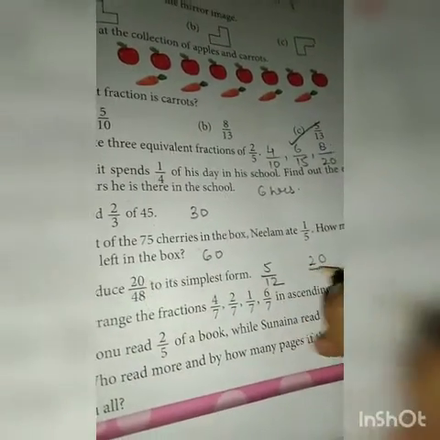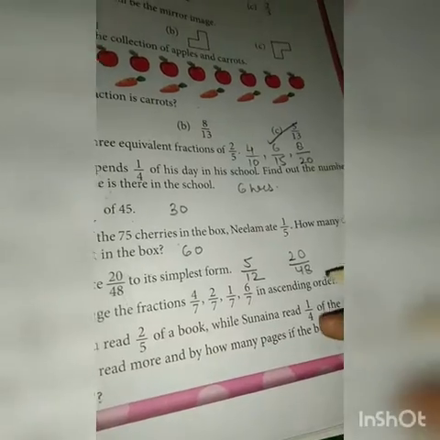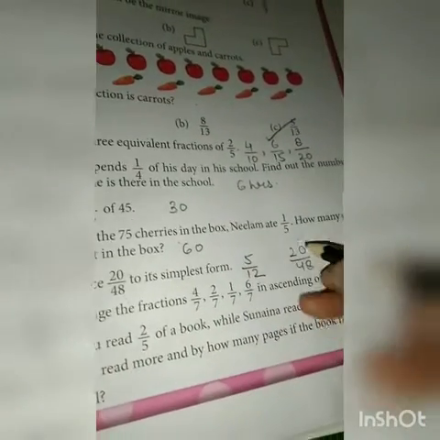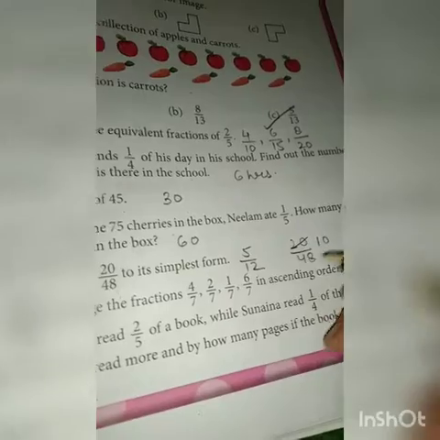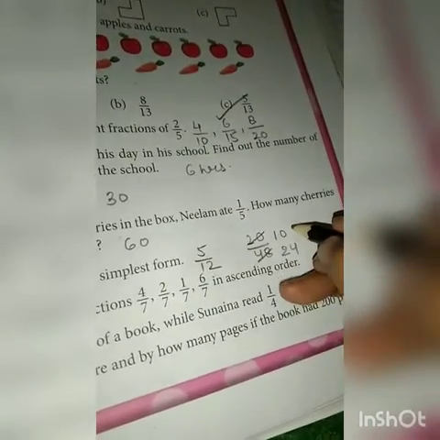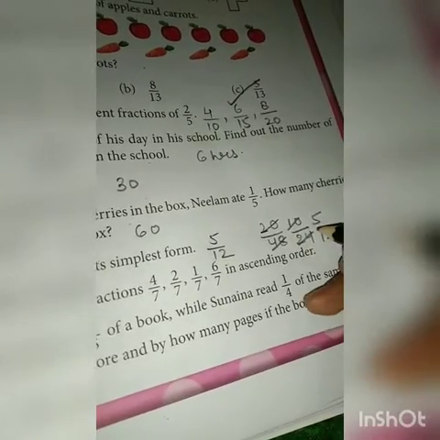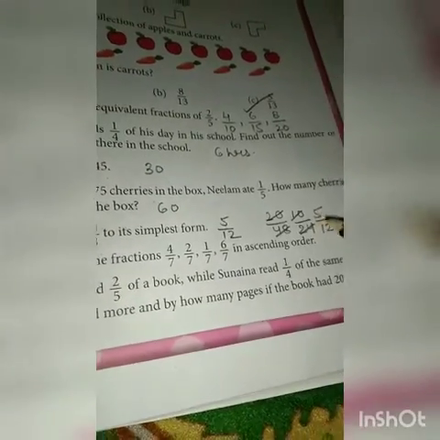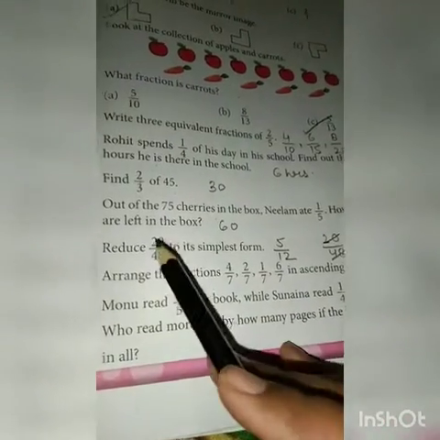Let me write here and I will explain you nicely. 20/48: 2 10s are 20, then 2 24s are 48. Now what we will do? We will divide 10 upon 24 again with 2. 2 5s are 10 and 2 12s are 24. Now the last term is 5/12. So 5/12 is the reduced term for 20/48.